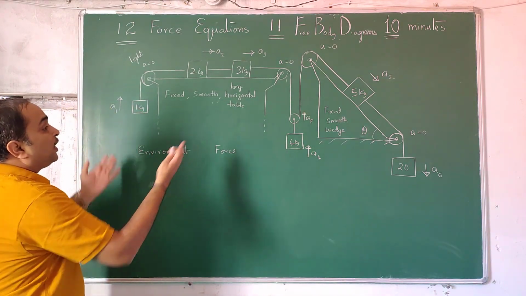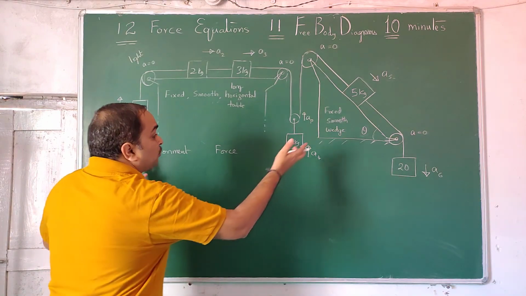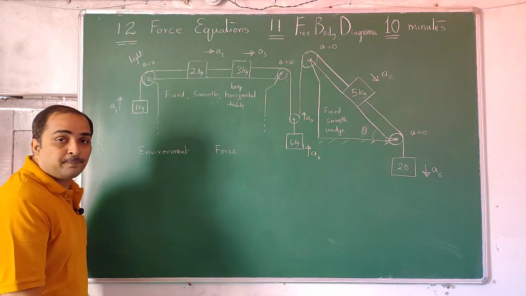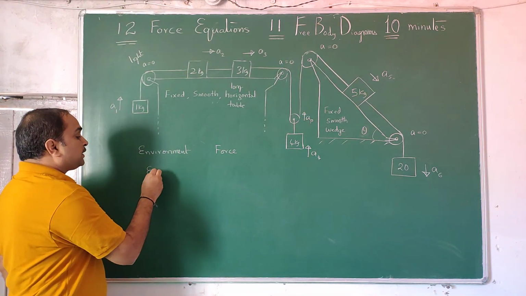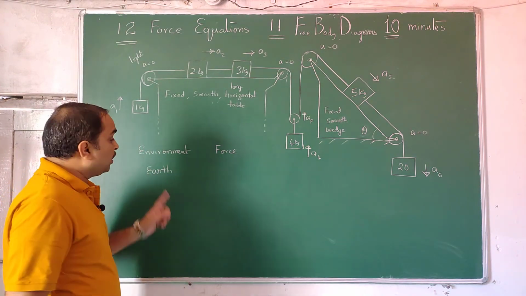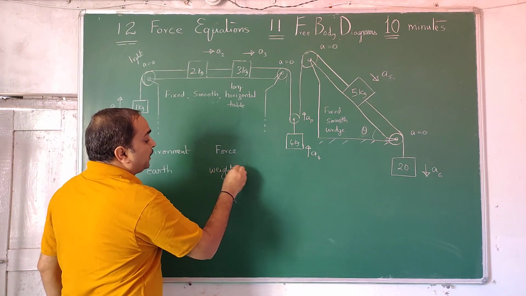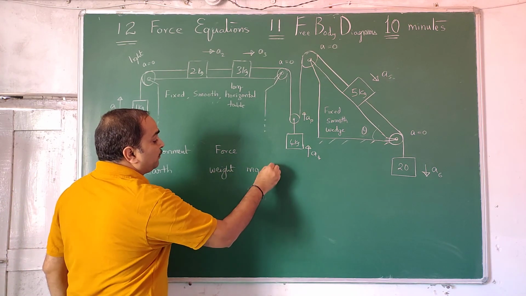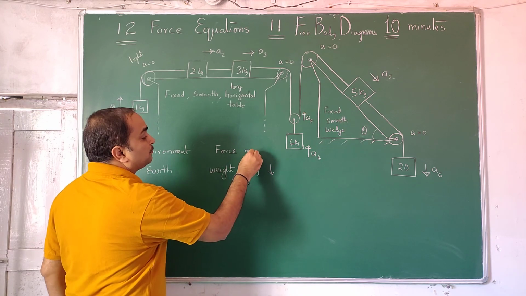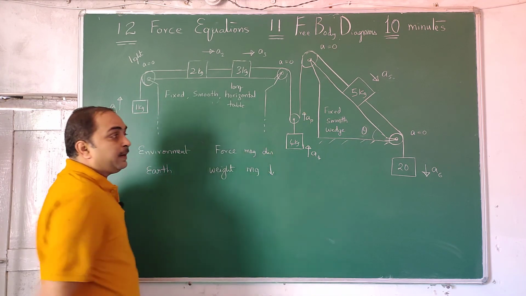So whether they say it or not, all this equipment is kept erected on earth only. So earth will pull each of the objects down. So the environment is earth. Whenever you are doing the problem, earth will obviously be there. So earth will apply a force called weight. Magnitude of weight is mg, direction of weight is downward. Magnitude and direction, these are to be specified.